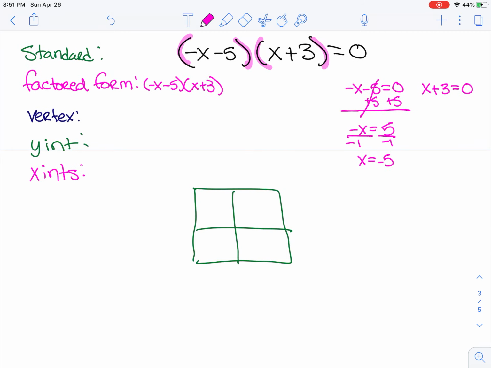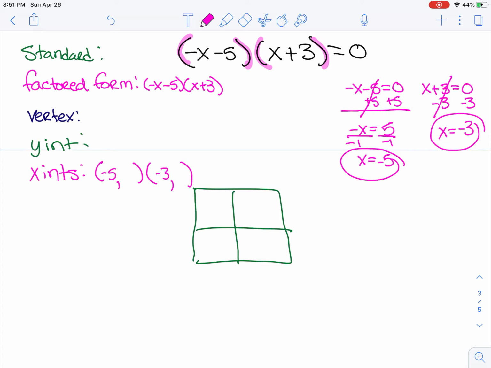So a lot of times I'll show it like this. Okay, so I could subtract 3 from both sides. That cancels, and I get x equals negative 3. This gives me just the x's. And my x-intercepts need to be shown as points. If I have the x's, but not the y's of x-intercepts, the y's are always 0 because it's an intercept.